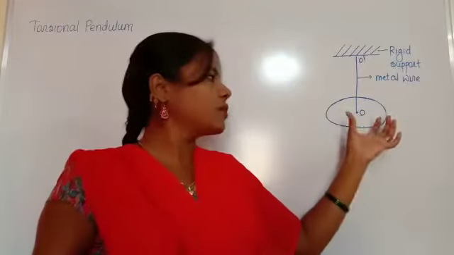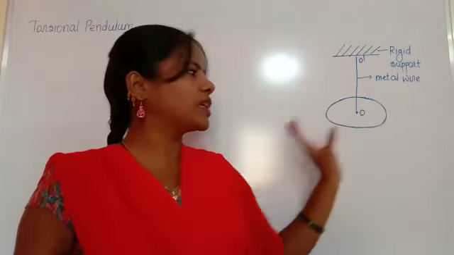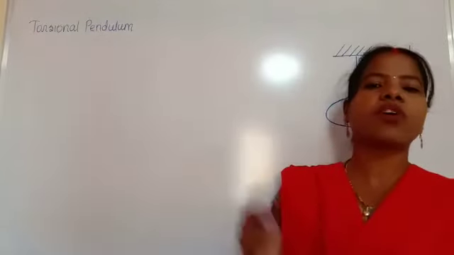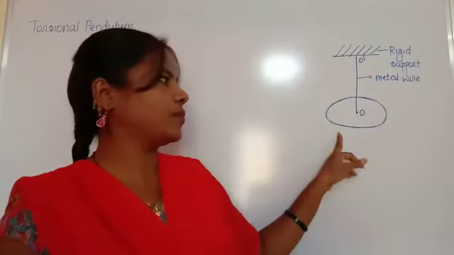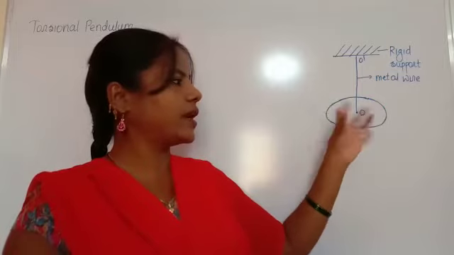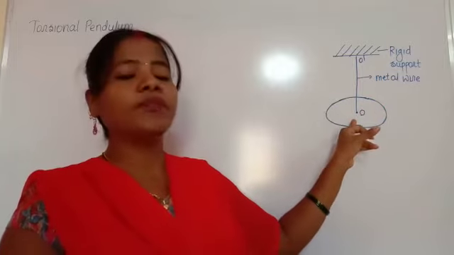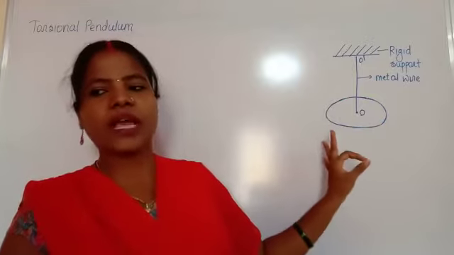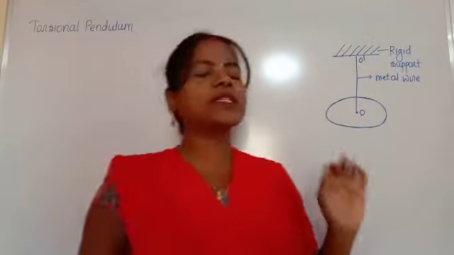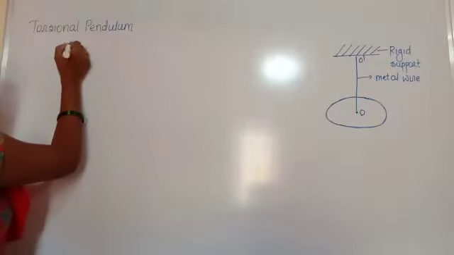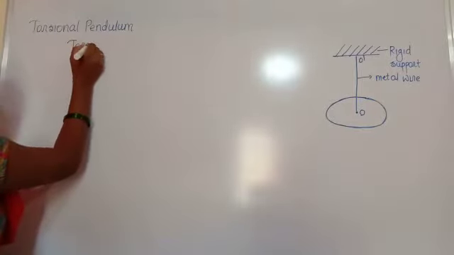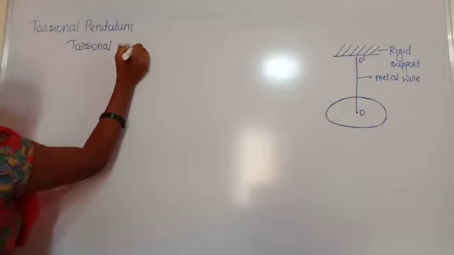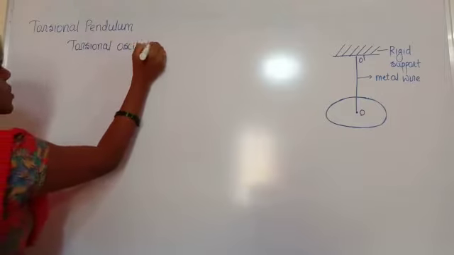After applying the torque, we release the disc. When released, it performs an angular oscillation, meaning it rotates left and right. It performs angular oscillations about the axis O dash. This is called the torsional oscillation.